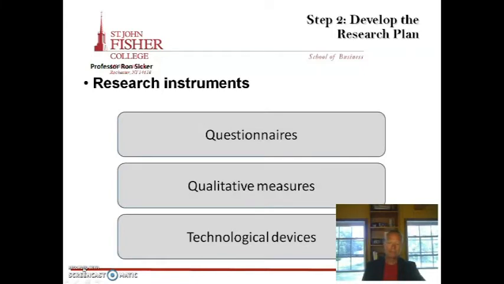So a research plan can be questionnaires, qualitative measures, and technological devices. You know all about that. Questionnaires would be Qualtrics surveys. Qualitative measures would be taking a look at what's going on in the industry, how the trends are going up, how the trends are going down. For instance, population growth, population expansion, and also other demographic types of qualitative measures. And then finally, using technological devices, which is observing through webcams, camcorders, and things like that.